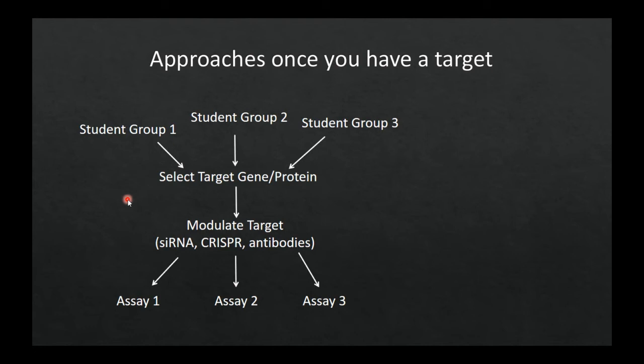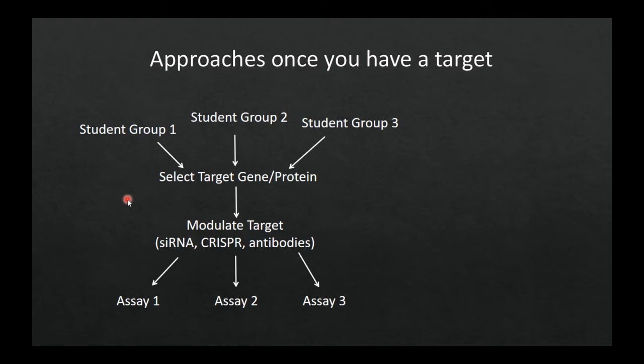The approach that I've used more often is I might have several groups, and together we select a protein or a gene to modify and modulate. Okay, and then we pick our favorite way to modulate that target. We use siRNA quite a bit, but you could use blocking antibodies, CRISPR, any of these strategies. So once we select that, we then, as a group, are all working on one protein or one gene, and then we perform different assays. So maybe group 1 does a phagocytosis assay, group 2 measures the production of reactive oxygen species, group 3 measures activation markers in these cells.